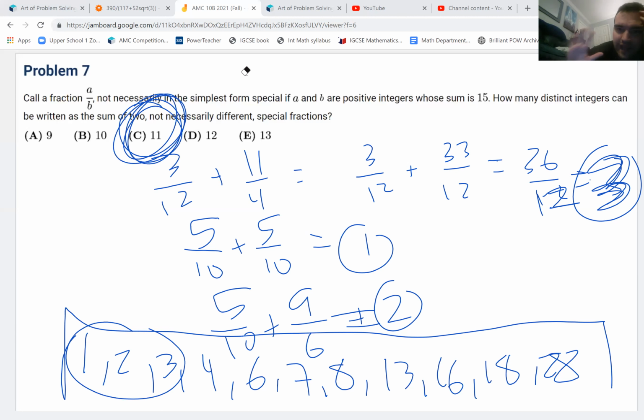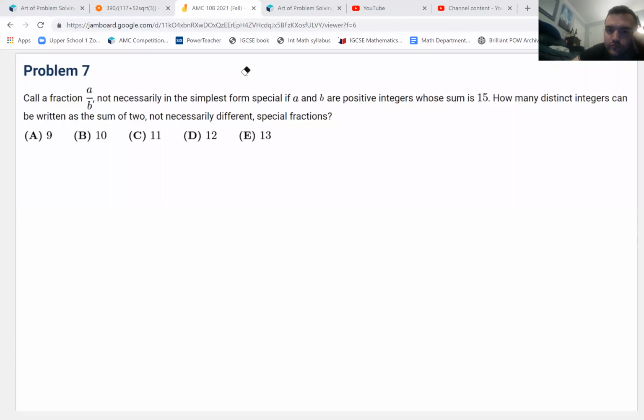I absolutely hate this problem. This is definitely one of my least favorite problems in the whole thing. I wouldn't say the hardest, but just in my opinion, not a great problem. It's just not a very interesting problem. But anyway, let's move on.